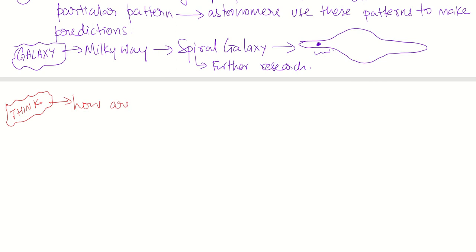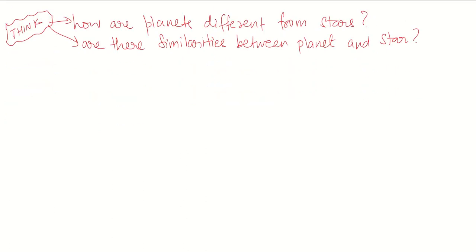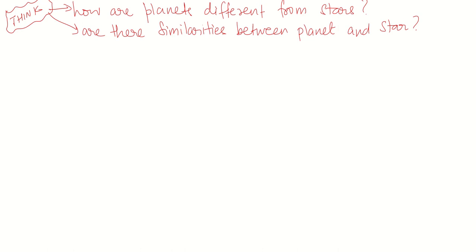How are planets different from stars? And are there similarities between planet and star? Now just think about this. So with this we are going to end the first aspect of this topic, chapter D1.